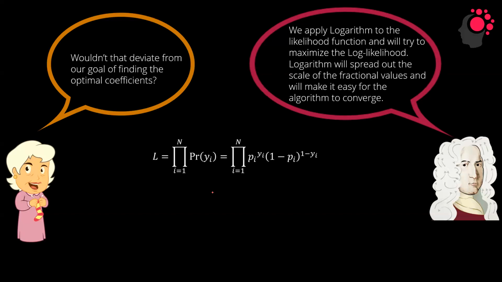Then Agatha has a question. If I apply log to this, wouldn't that deviate from our goal of finding the optimal coefficients? You are now changing the rules of the game. Earlier you said L, we are going to maximize the likelihood. Now we are saying we are not going to maximize the likelihood, we are going to maximize the log likelihood. Wouldn't that deviate? Should we again renormalize the coefficients and all that?